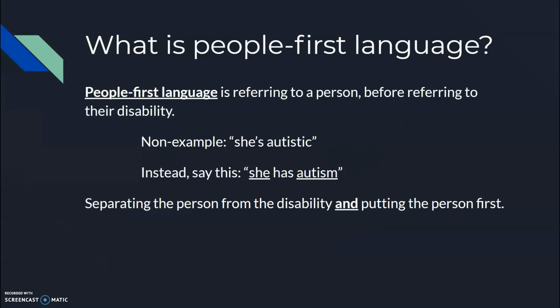What is People First language? People First language is referring to a person before referring to their disability. A non-example of this would be saying, she's autistic. Instead, we should be saying, she has autism, separating the person from their disability and putting the person first.